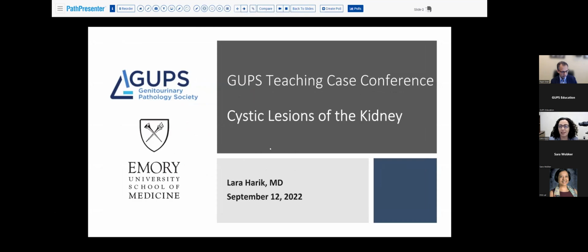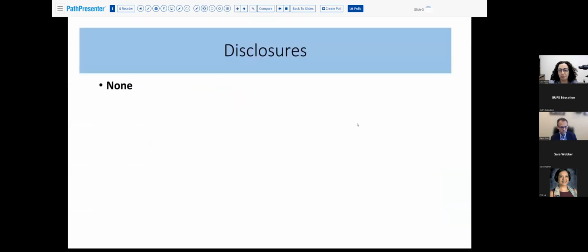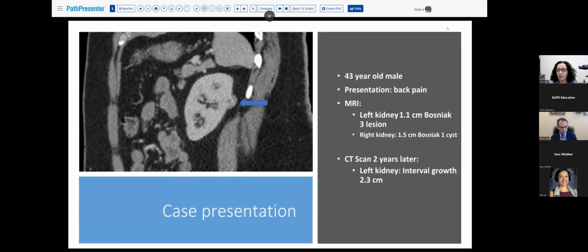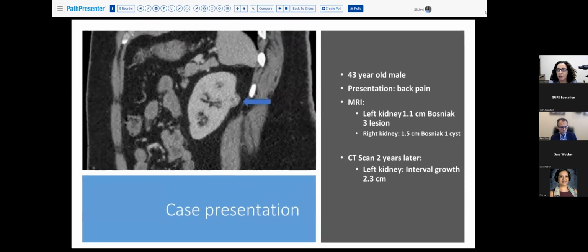I'm very happy to be here today and discuss cystic lesions of the kidney, focusing on neoplasms. I have no disclosures related to this topic. So I will start with a case presentation of a 43-year-old male who presented to his primary care physician with back pain, and they performed an MRI to investigate the back pain. And he was found to have incidental lesions on his kidneys, both the left and the right.